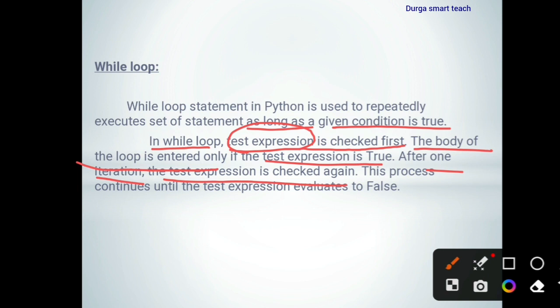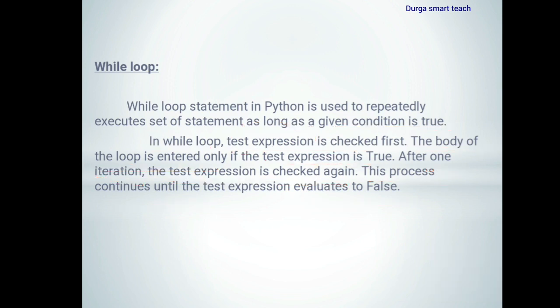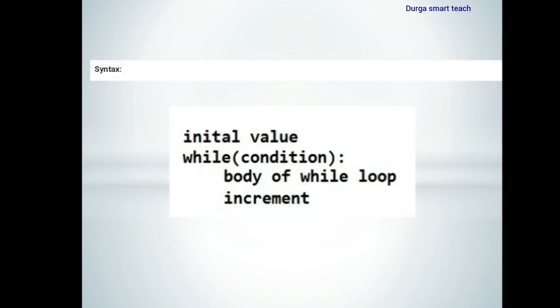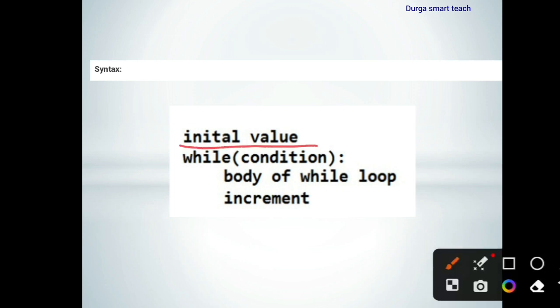Okay, so this process continues until the condition evaluates to false. Until the condition is false, the statements are executed. Let's see the syntax for the while loop. So here, initial value. First you need to initialize the value. What is meant by initialization? Initialization is nothing but storing values into variables.